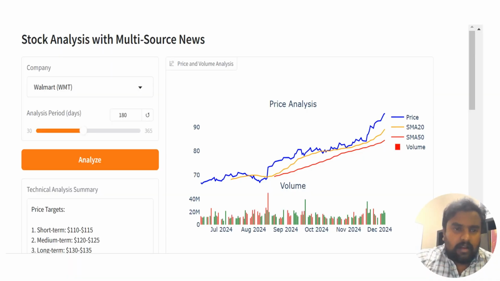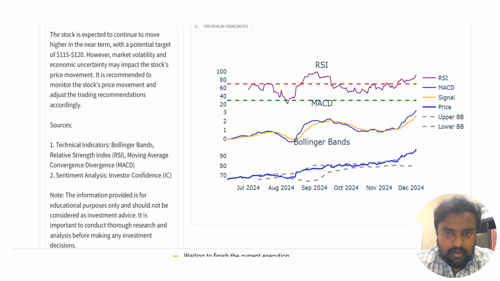Yeah, look at this. Over here, I have selected a company, Walmart, to check the price analysis and the volume from the last 180 days. I have selected 180 days, and I just clicked on my analysis button. That's all. When I click on the analysis button, I can see the technical analysis summary, where you can see the price targets. Short term is $110 to $115. Medium term is $120 to $125. Long term is $130 to $135. All that is very particularly mentioned over here. And I'll show you in the next one also with a clear explanation.